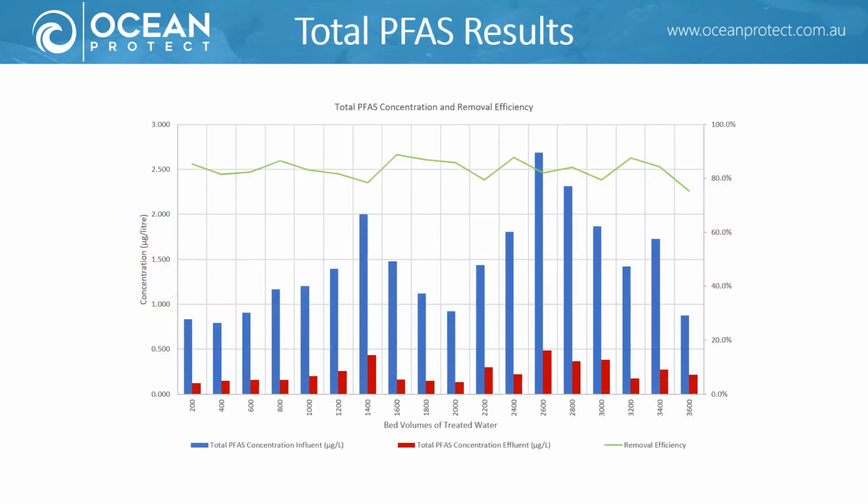Samples up to 3,600 bed volumes have been analysed and show significant sustained reduction in total PFAS concentration, with an average influent and effluent concentration for total PFAS of 1.441 and 0.241 micrograms per litre respectively. The performance was not as substantial as the bench scale test. However, the controlled field scale study does not have the same ideal conditions that were present in the laboratory setting.